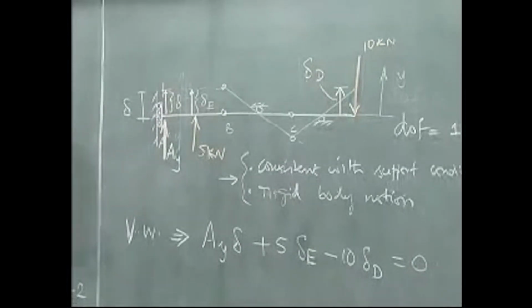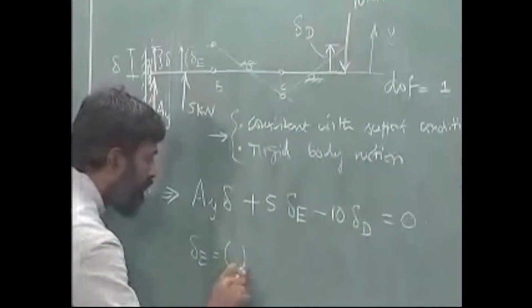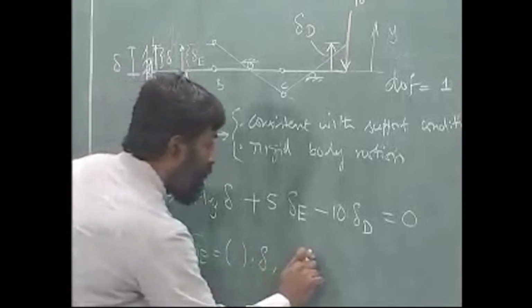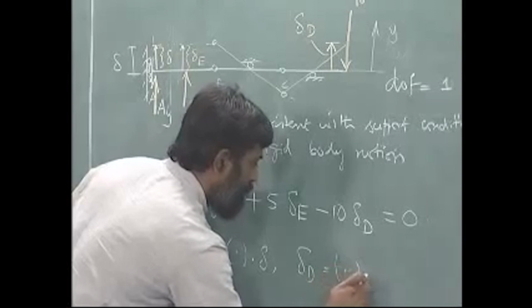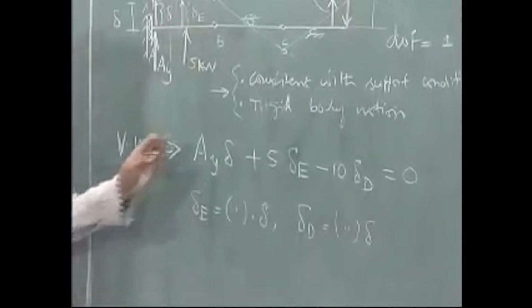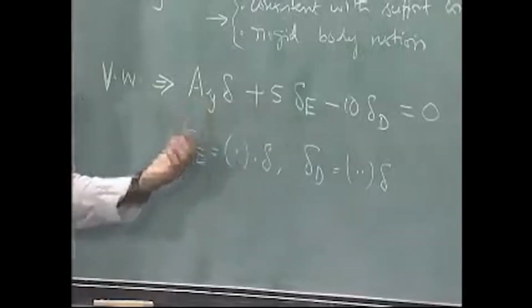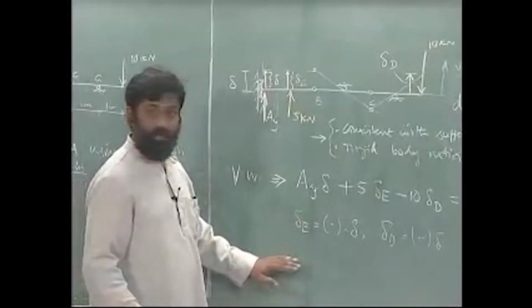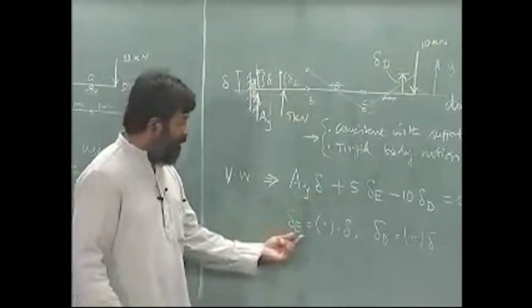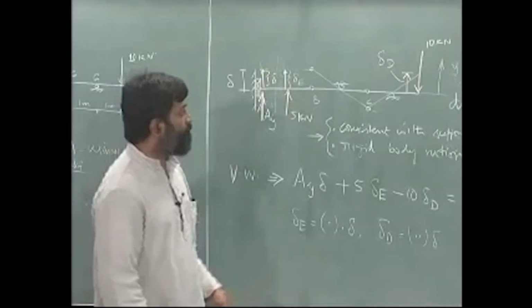Simple. Now, if I find out delta E equals something times delta and delta D is equal to something else times delta, if I substitute over here, delta will separate out, I will get the equilibrium concerning A y, and can solve it. It is as simple as that. We will come back to that after finding out the relationships between these. So, I am going to draw this again over there.